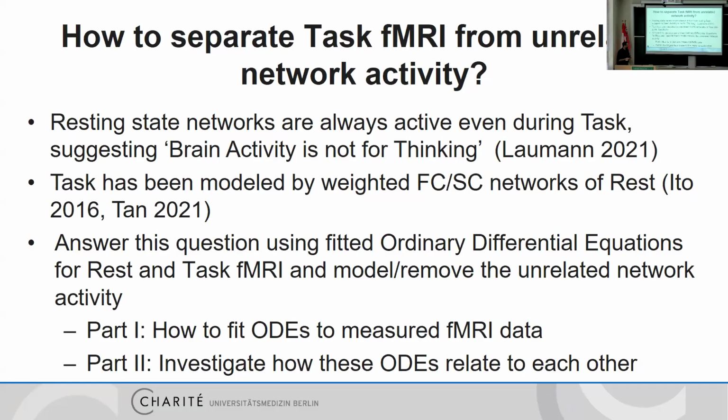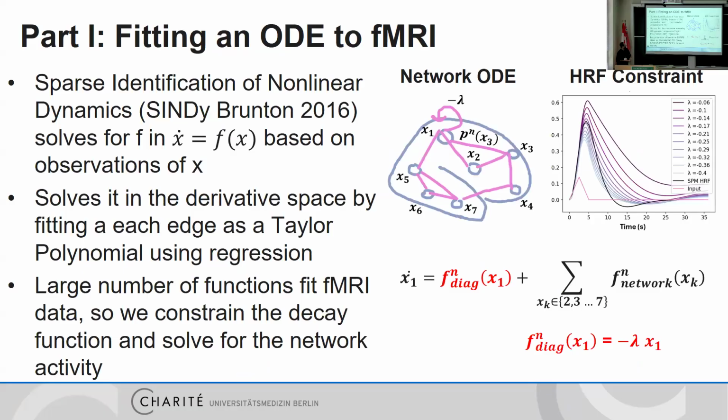And so the talk's basically in two parts. Part one is how do we create these ODEs for fMRI data. I use a data-driven approach, which I'll get into real quickly. And the second part is how do we investigate how these ODEs are related to each other. So how do we fit an ODE to fMRI? I use a technique pioneered by Brunton called sparse identification of nonlinear dynamics.